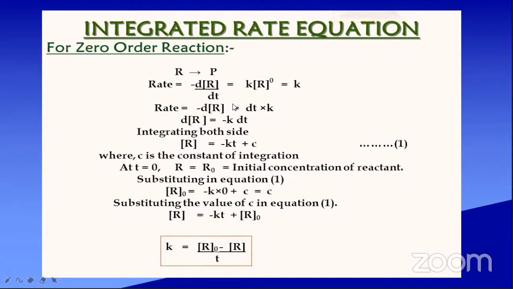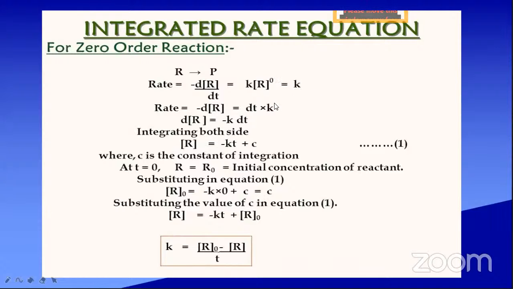Plus dB by dt, that indicates the increase in the concentration of the product. So what is the rate? Rate equals minus dR by dt equals k into R power 0. Here, what is that? A zero order reaction. That means the rate does not depend upon the concentration of the reactants. That's why k into R power 0. What is k? It is a rate constant, and something power 0 equals 1.